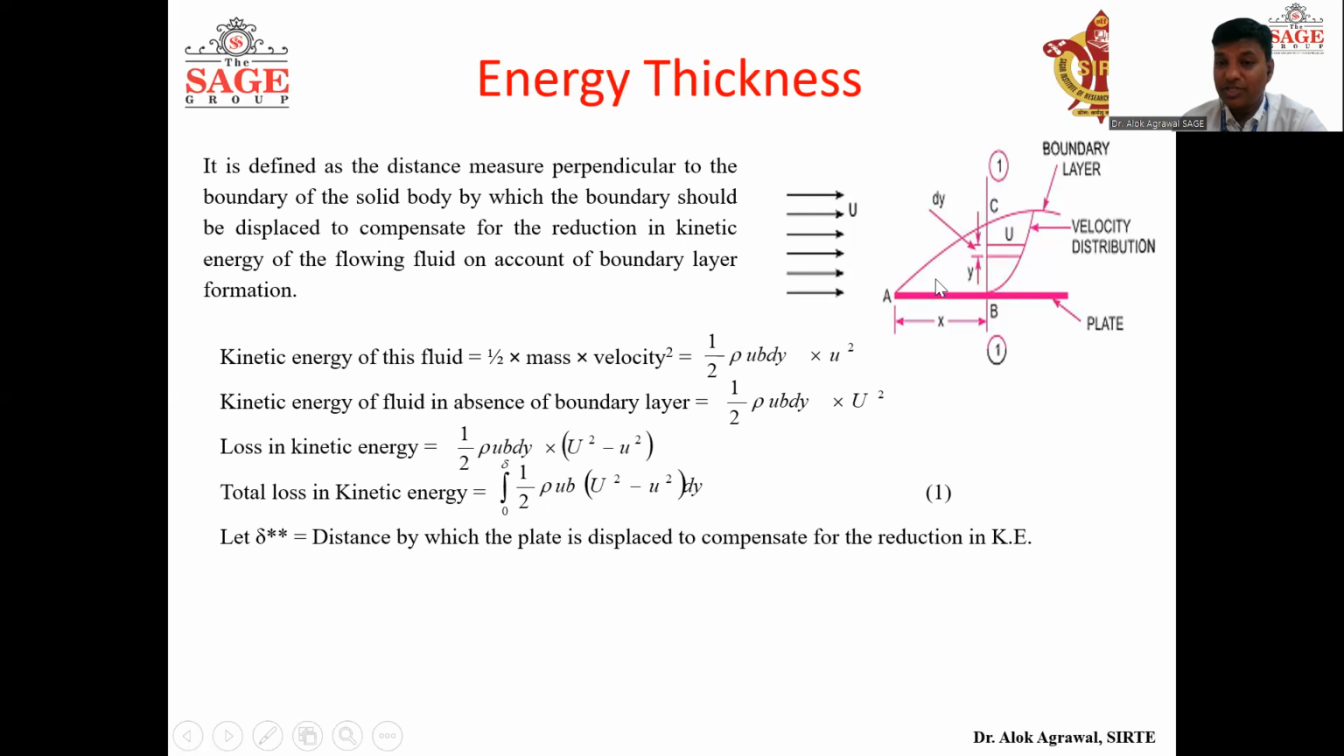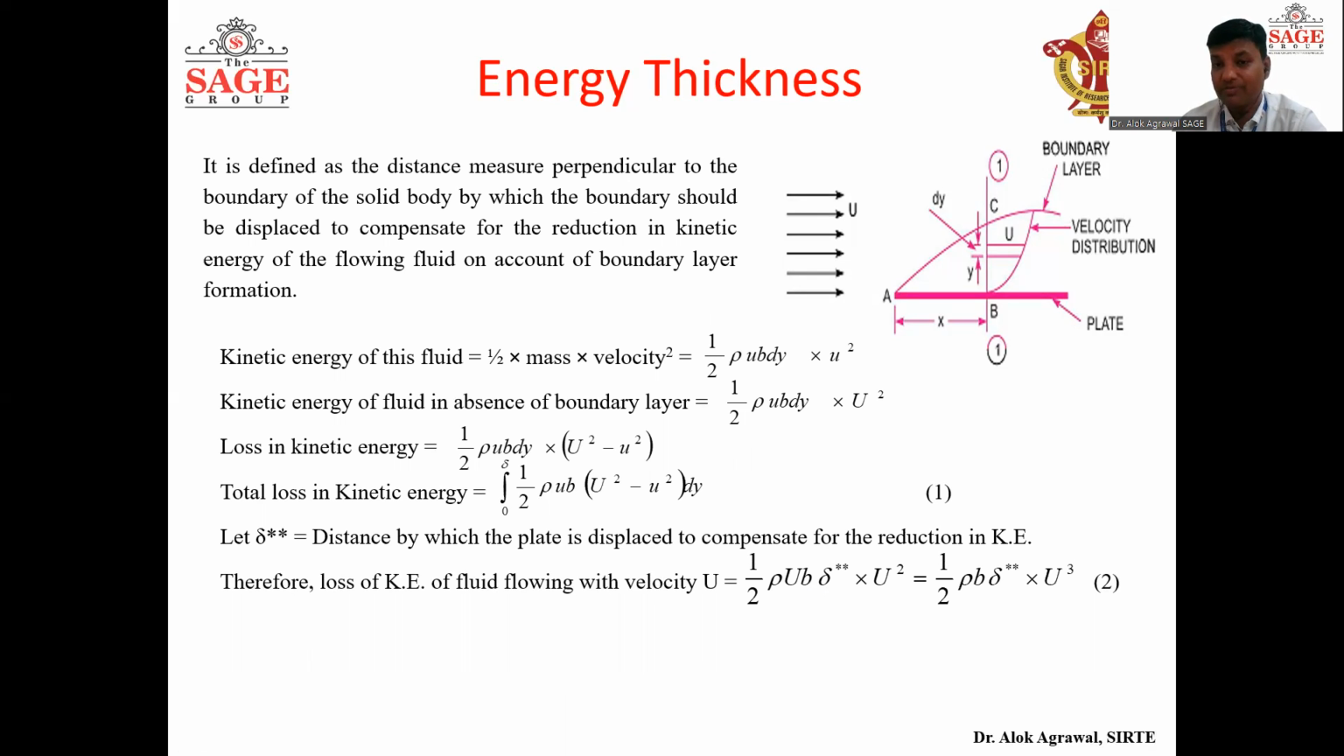We have to move this plate by delta double star to compensate for the loss of kinetic energy. So in that case, what will be the kinetic energy? In that case, the kinetic energy will be half rho U b into delta double star. Again, only the area will change: b into delta star in the first case for displacement, b into theta for momentum, and here b into delta double star, because we are considering energy thickness, and this will be multiplied by U square. So it will come as half rho b delta double star into U cube, equation 2.